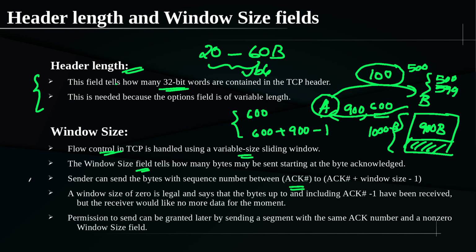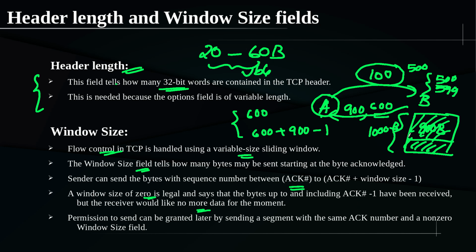So a window size of 0 is also legal. It means once B's buffer is completely filled, B will communicate back with the window size as 0. I don't have space, please don't send me anything, something like that. It's legal, and it says that the bytes up to and including acknowledgement minus 1 have been fully received, but the receiver would like no more data for the moment.